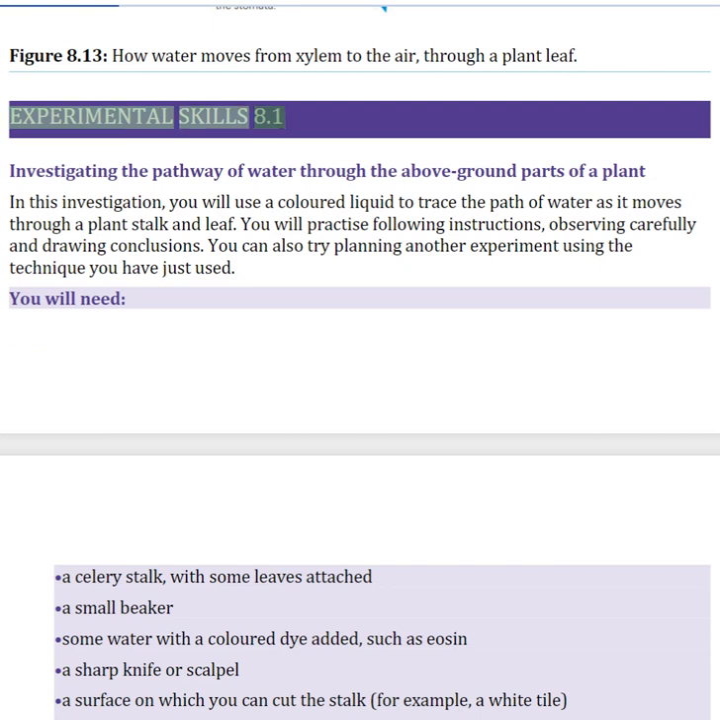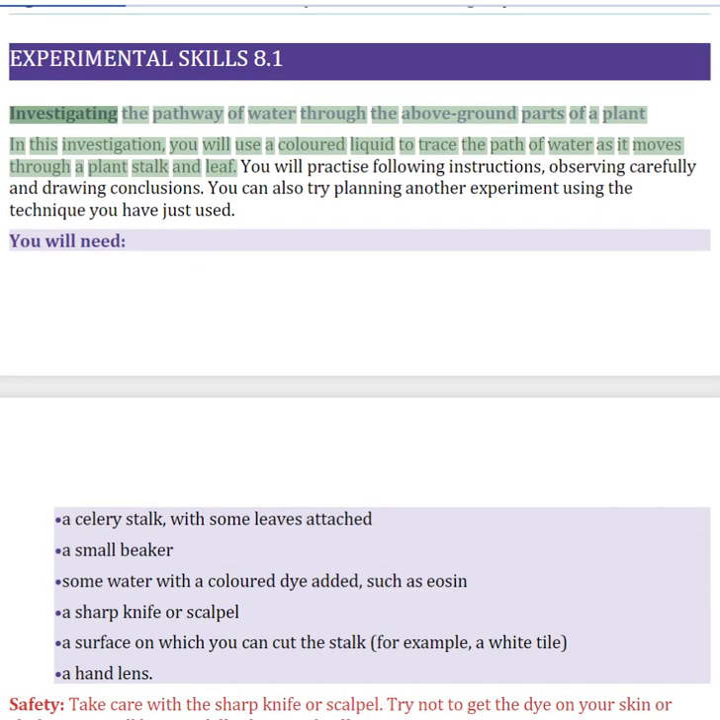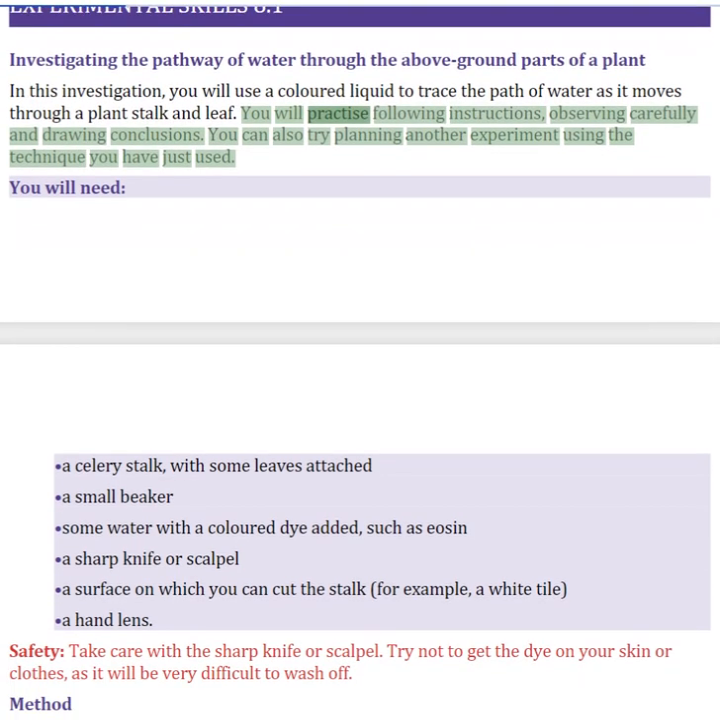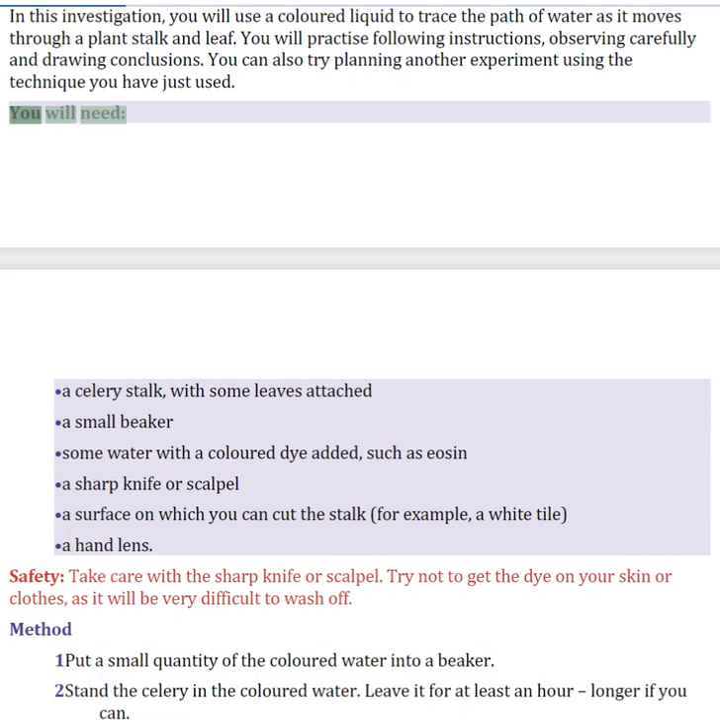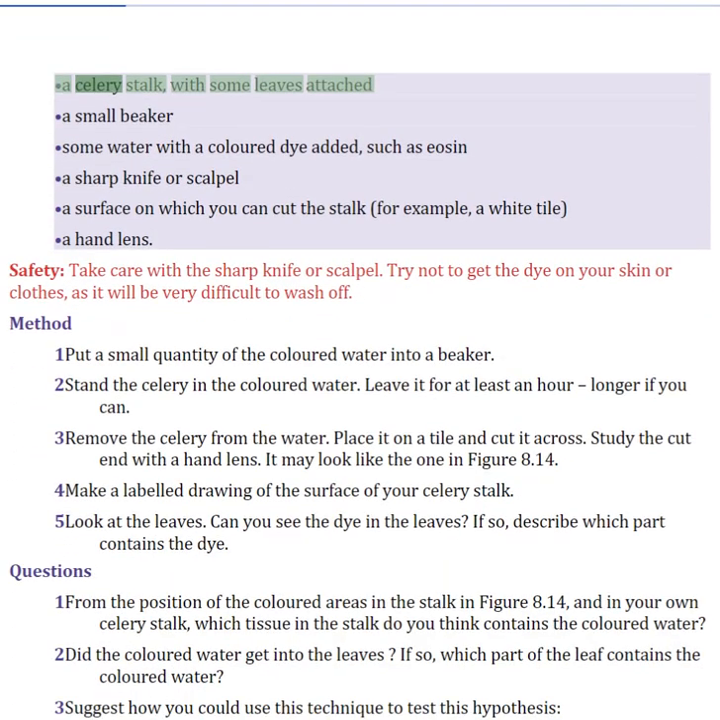Experimental skills 8.1. Investigating the pathway of water through the above-ground parts of a plant. In this investigation, you will use a colored liquid to trace the path of water, as it moves through a plant stalk and leaf. You will practice following instructions, observing carefully and drawing conclusions. You can also try planning another experiment using the technique you have just used. You will need a celery stalk, with some leaves attached. A small beaker.